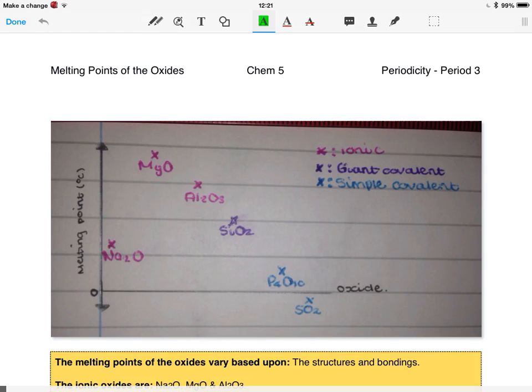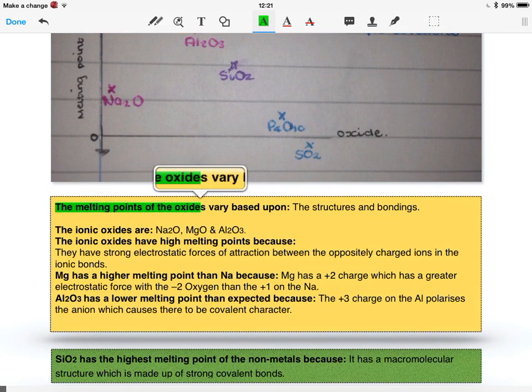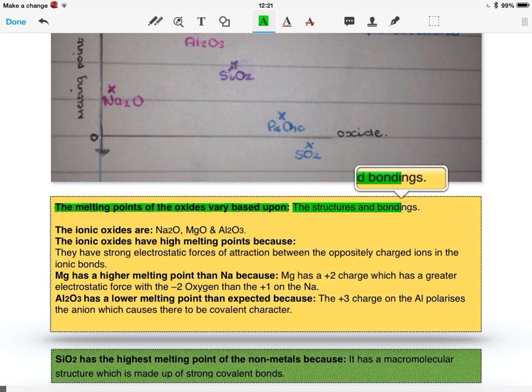Melting points of the oxides as part of the periodicity for the period 3 elements. So you can see that there are 3 ionic compounds, 1 giant covalent compound and 2 simple covalent compounds. So the melting points of the oxides vary based upon their structures and bondings.